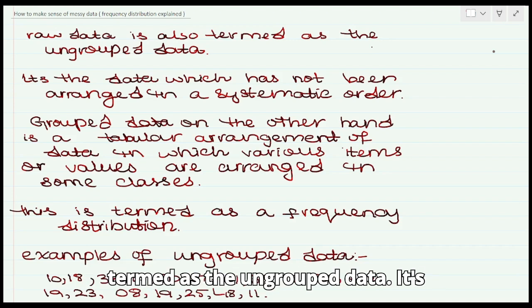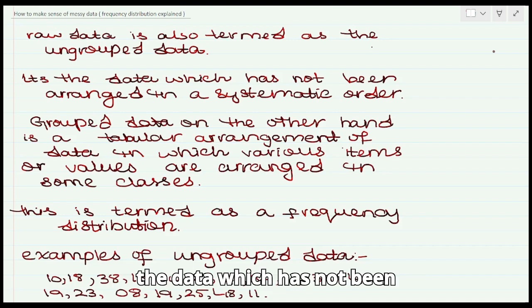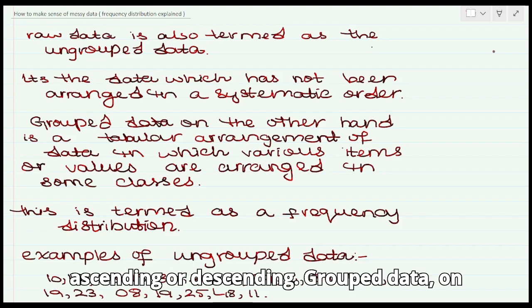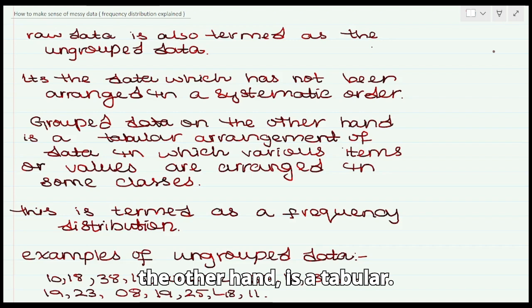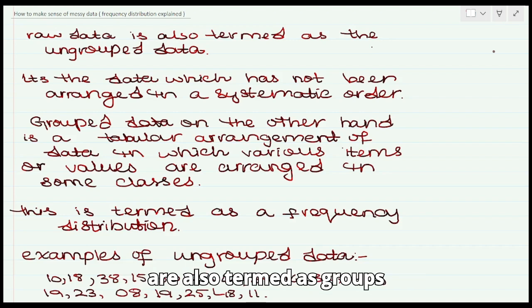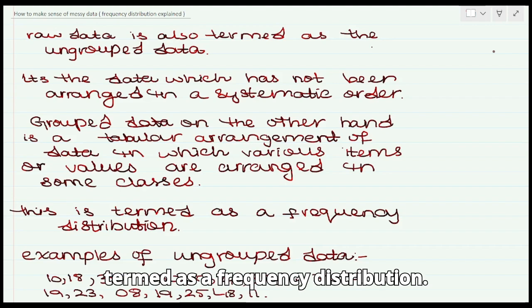Raw data is also termed as ungrouped data. It's the data which has not been arranged in a systematic order, either ascending or descending. Grouped data, on the other hand, is a tabular arrangement of data in which various items or values are arranged in some classes. Classes are also termed as groups, and the grouped data is termed as a frequency distribution.